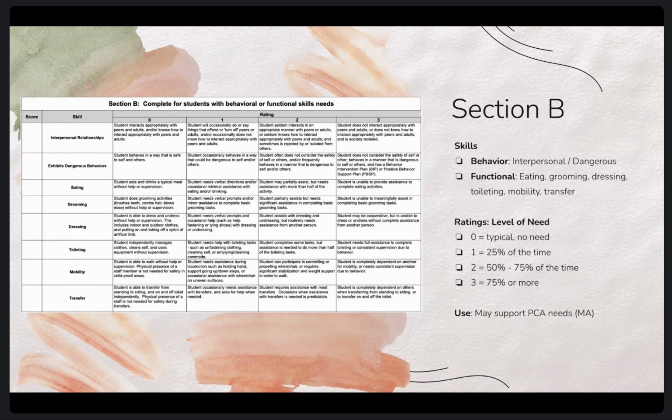Page 2, section B, focuses on behavior and functional needs, including interpersonal skills, dangerous behaviors, also looking at eating, grooming, dressing, etc. So the rating scale for this works exactly the same as on page 1, from 0, having no need, up to 3, which is 75% of the time or more. Of course, in each area, since these are very different from page 1, the descriptions per rating are different. So making sure that people are reading those as they go through to relate them to what they're seeing.